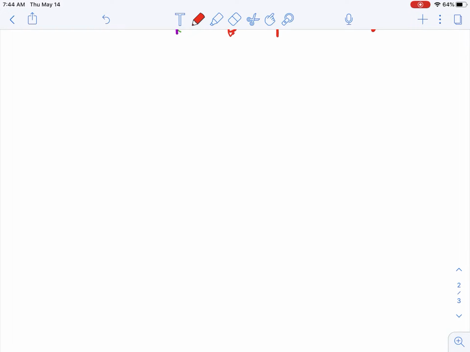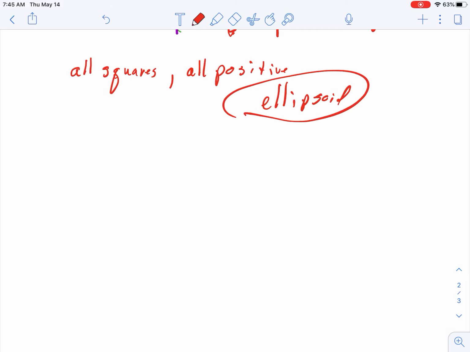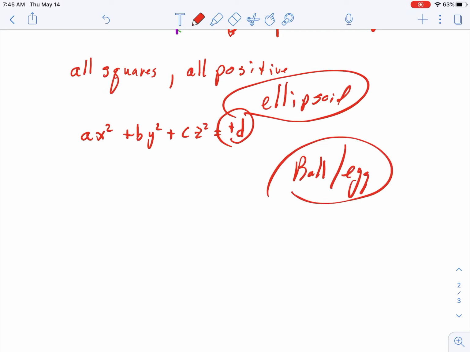So let's go into drawing something like this out. Let's say you have all squares and they are all positive. This is going to be referred to as an ellipsoid. So if I had, let's say, ax squared plus by squared plus cz squared equals d, and d we'll always keep positive. If it's not positive, then we'll multiply everything by negative and then graph it accordingly. So basically, this is going to look like a ball or an egg. So if you can draw a ball or an egg, you've got it made.